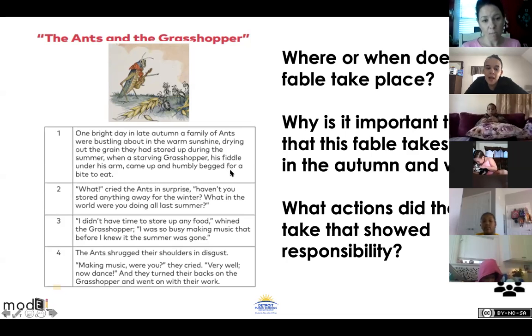So the grasshopper is starving and the ants have food stored up.